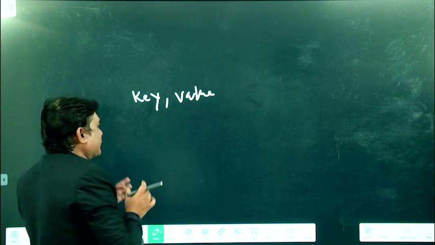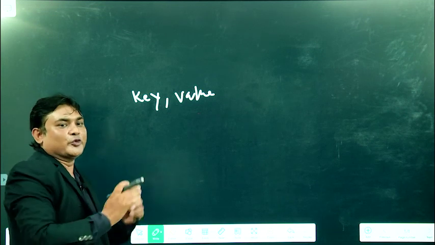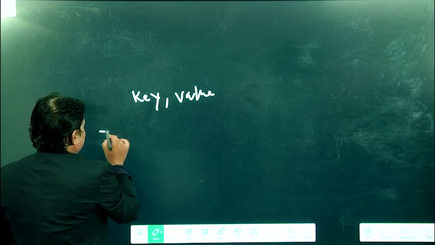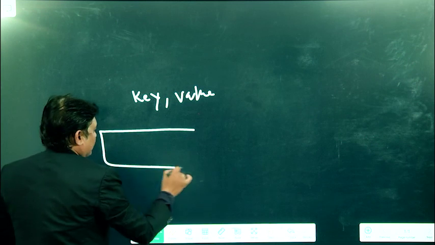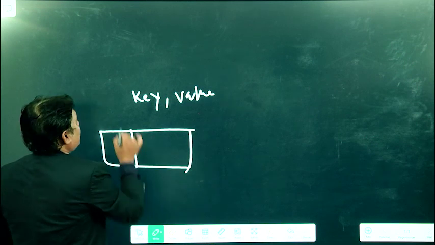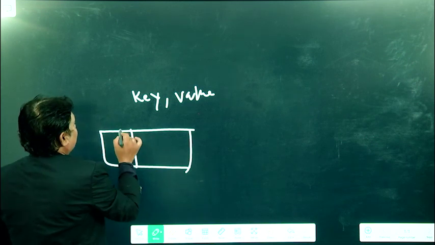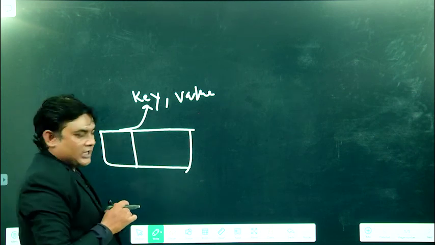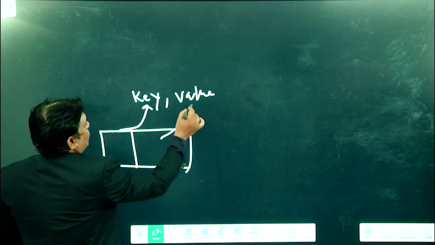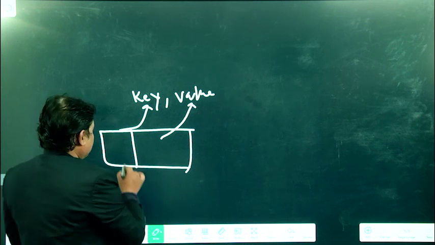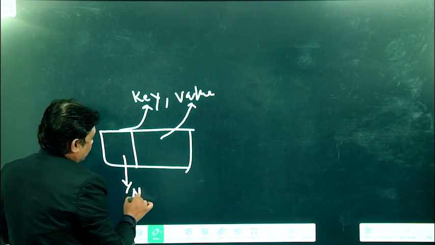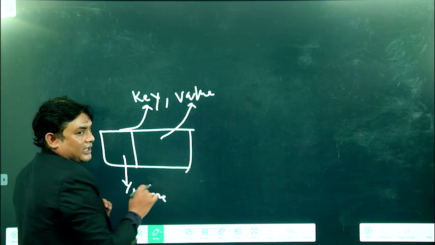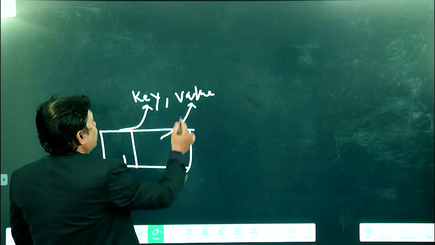It means you are going to store the information in the form of key value pairs only. Suppose I take one file, the name of the file is going to be called the key, and the content of the file I am going to call the value.